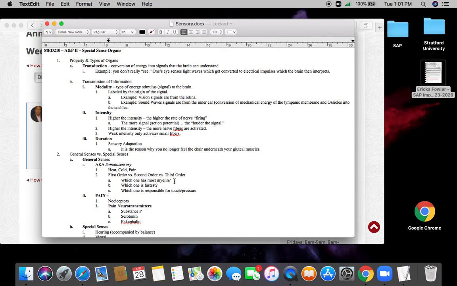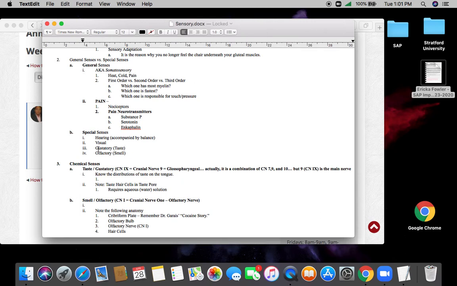And if you recall the myelin sheath, right? What does that do for the saltatory conduction, and what does that do for the speed at which the signal is sent out? And, of course, all the other special senses, which are hearing, vision, taste, and smell.